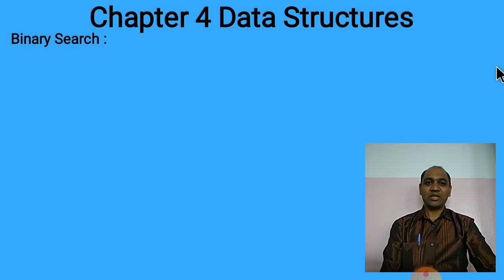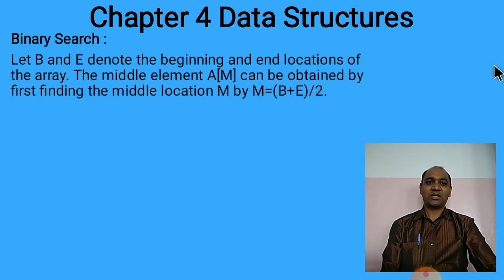Now we will continue with the binary search. Binary search works very well only when all the elements in an array are arranged in a proper order, either in ascending or in descending order. So let us continue with the rules of writing the binary search algorithm.